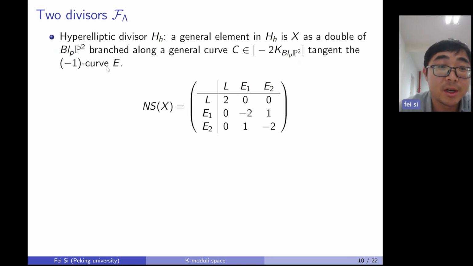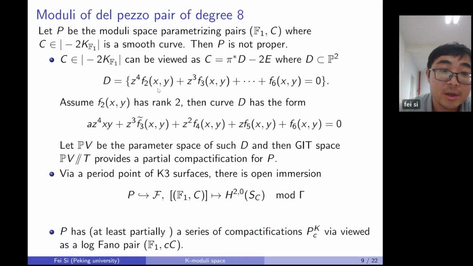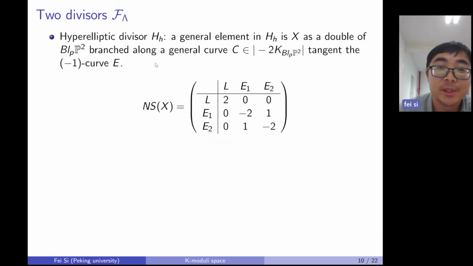If you still remember, in our construction of GIT, we have a condition that the plane quartic curve has generically rank 2 at the blow up point. Maybe we can return a little bit here. We require the rank is 2. If you allow rank 1, actually you will get this geometry.